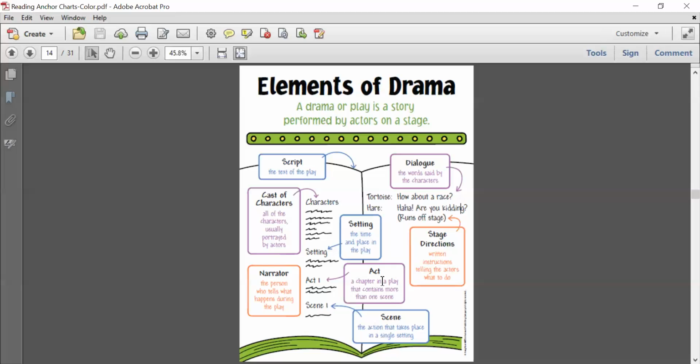Acts are basically a chapter in a play that contains more than one scene, and a scene is the action that takes place in a single setting. So if it says scene 1, that means one setting. They're not going anywhere else. They're not going to a different time or place. This scene 1 is just in this place. That way the people who are creating the setting know how many different settings they need to make, and what to include in those settings. And then the acts are almost like chapters in a book.